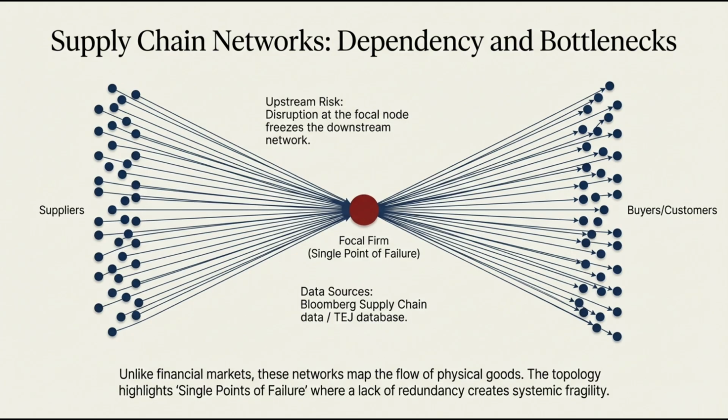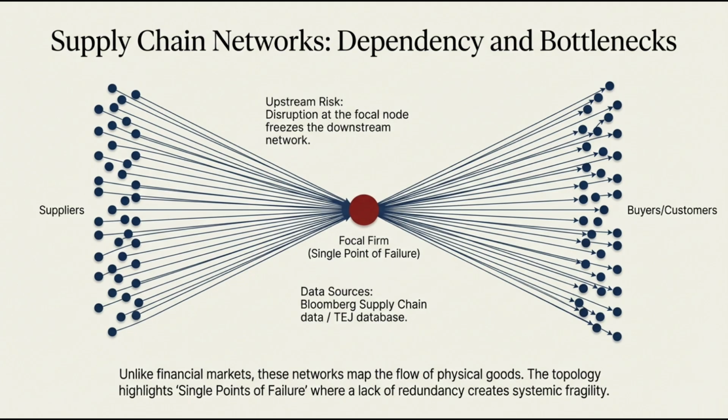This slide expands the idea of networks beyond finance in the narrow sense and into supply chain systems. The diagram is shaped almost like a bow tie. On the left are many suppliers, on the right are many buyers or customers, and at the center is one focal firm marked in red. The slide calls this a single point of failure.